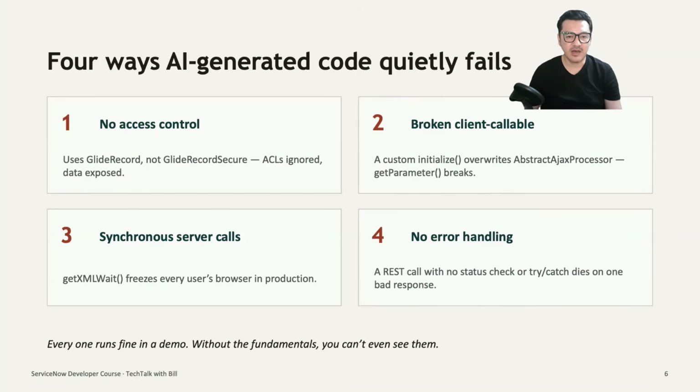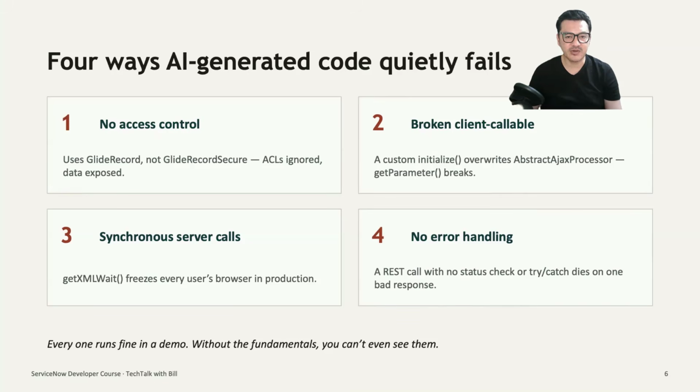Now, second, a broken client-callable script include. The AI generates and adds an initialize function, a method, to a script include that extends an abstract Ajax processor. It seems tidy, but that overrides the parent's constructor, the exact plumbing that makes getParameter work. Your GlideAjax call will now return a wrong parameter or an undefined, and a wrong structure and code. It will be hard to find, and you will have no idea where it came from.